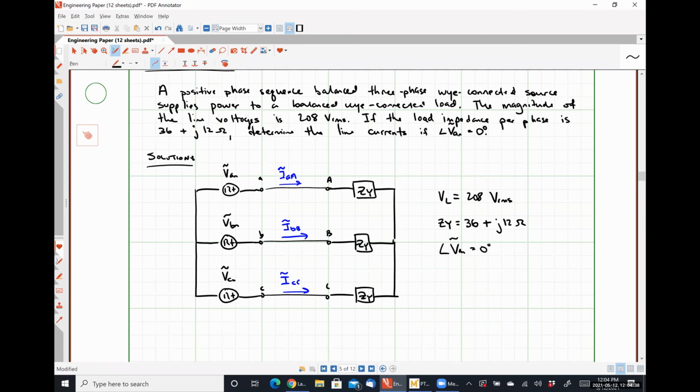So I'm going to ask you a question here. Based on the information that I have provided, do we know what VAN is? If you say yes, tell me what it is. Tell me what it is as an RMS phasor voltage.